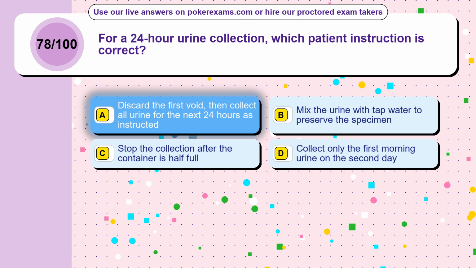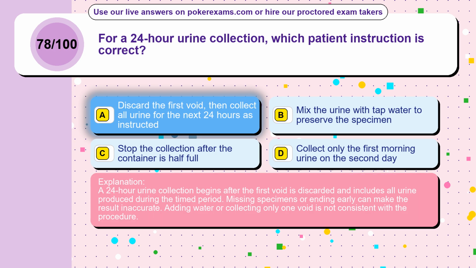The correct answer is option A. Discard the first void, then collect all urine for the next 24 hours as instructed. A 24-hour urine collection begins after the first void is discarded and includes all urine produced during the timed period. Missing specimens or ending early can make the result inaccurate. Adding water or collecting only one void is not consistent with the procedure.